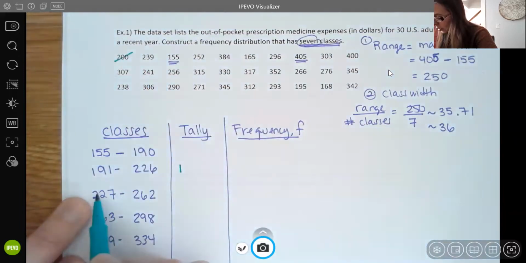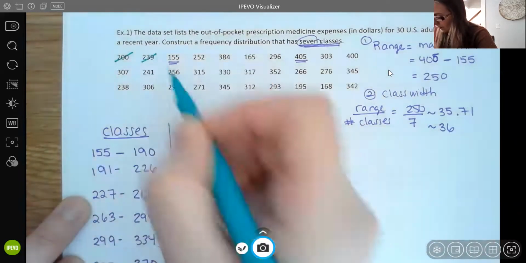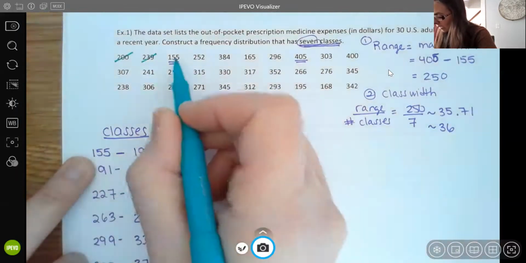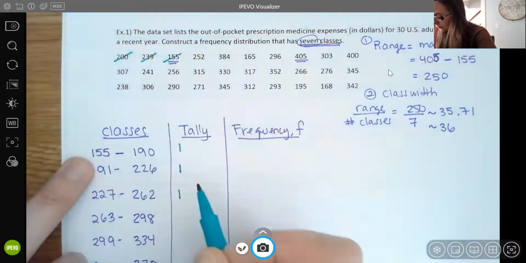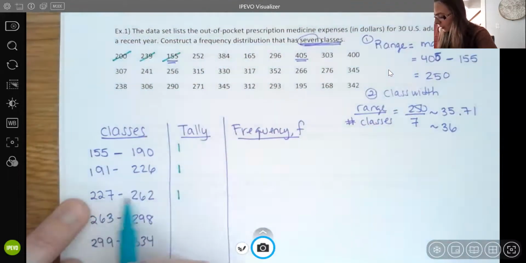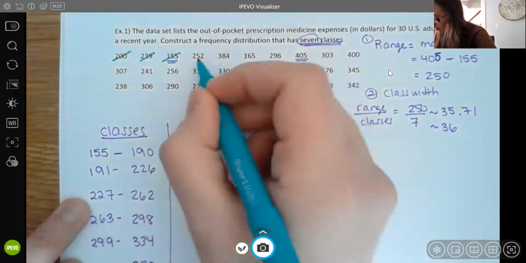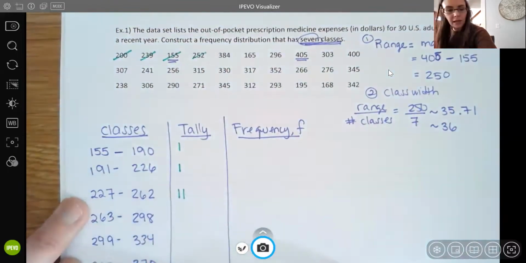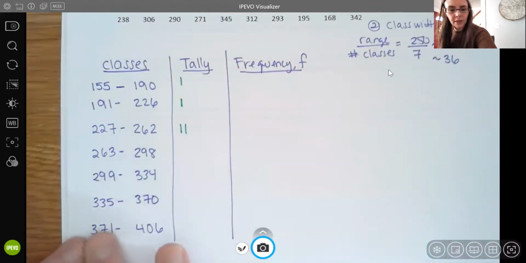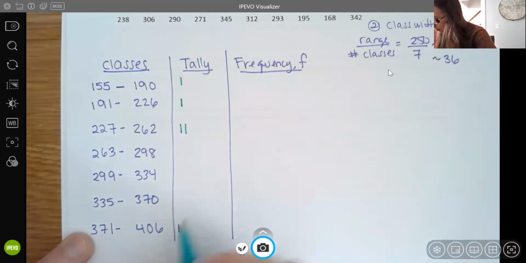239 is between 227 and 262. 155 is in the first class. 252 would be right here between 227 and 262. 384, I'm going to have to scroll down. That's going to be down here in my final class.